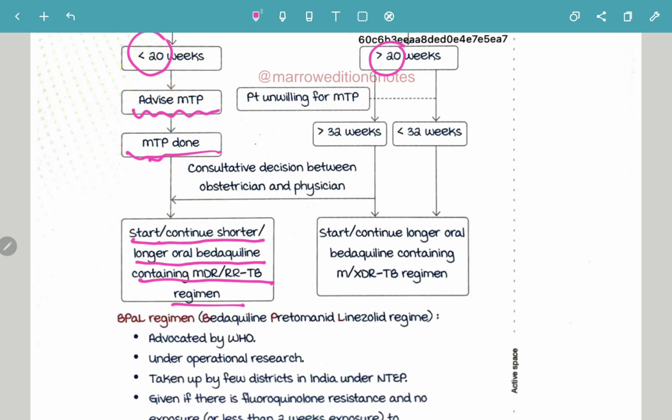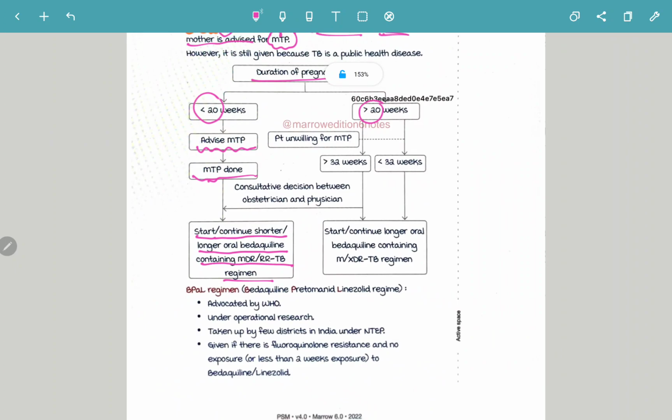So you need to look for the duration of pregnancy. If less than 20 weeks, advise MTP. After MTP is done, what you need to do? You need to start or continue shorter or longer oral bedaquiline containing MDR or rifampicin resistant TB regimen.